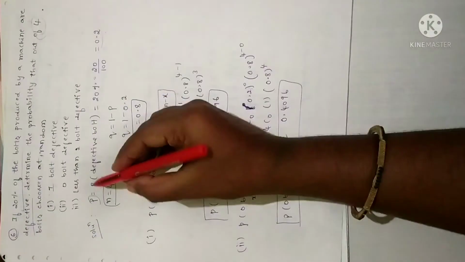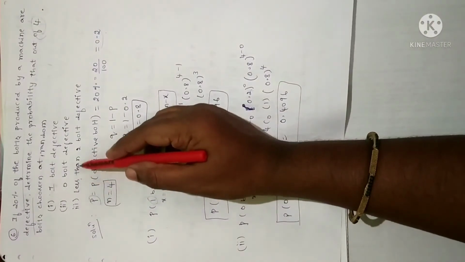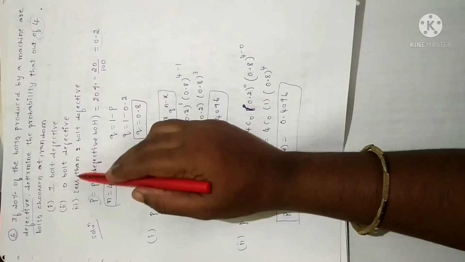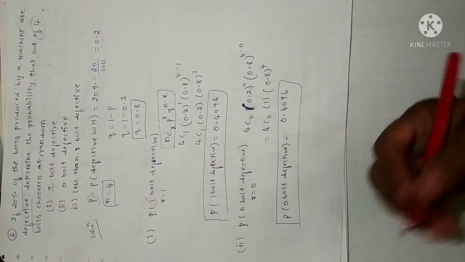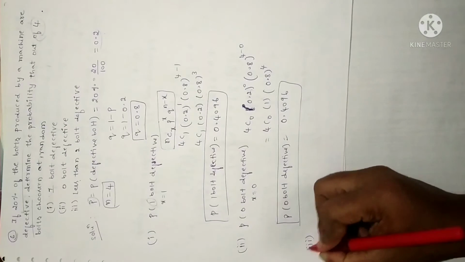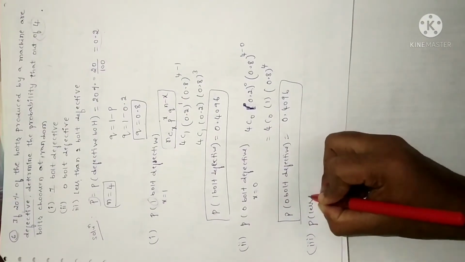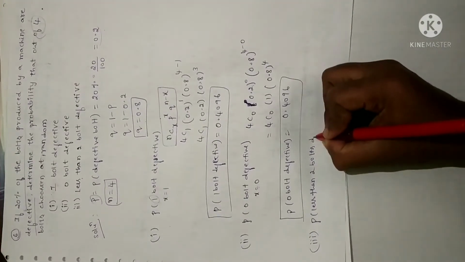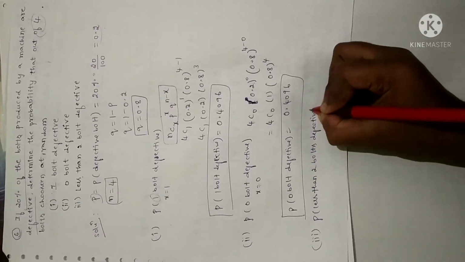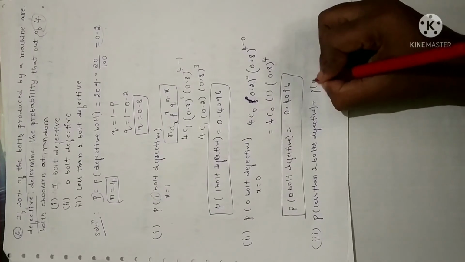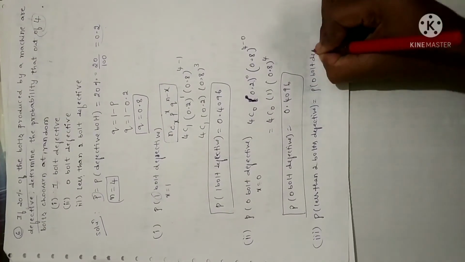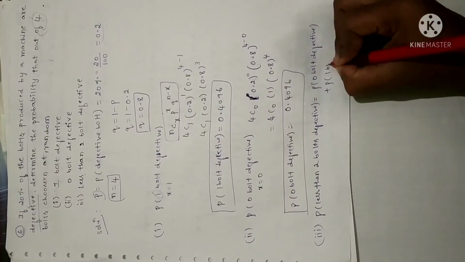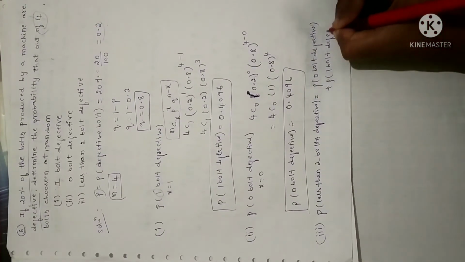Fine. Now let us look at the third one. Probability that less than 2 bolts are defective. As I already told you, when it is less than 2 bolts, in the sense it is 0 and 1. Less than 2 is none other than 0 and 1, right? So I'll just write here: probability of less than 2 bolts defective is probability of 0 bolt defective plus probability of 1 bolt defective.